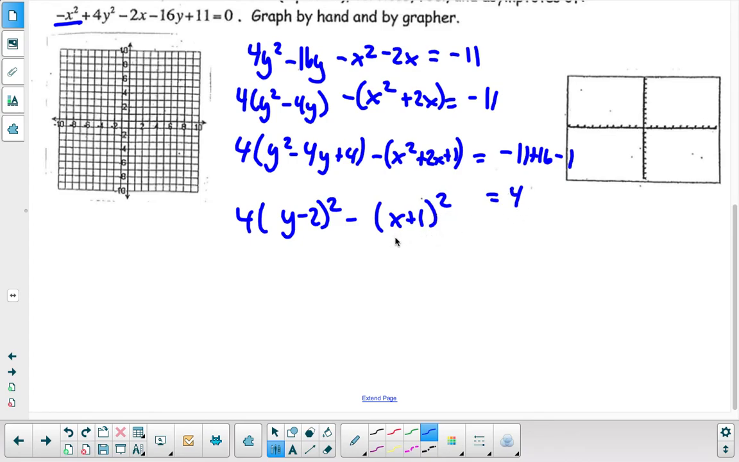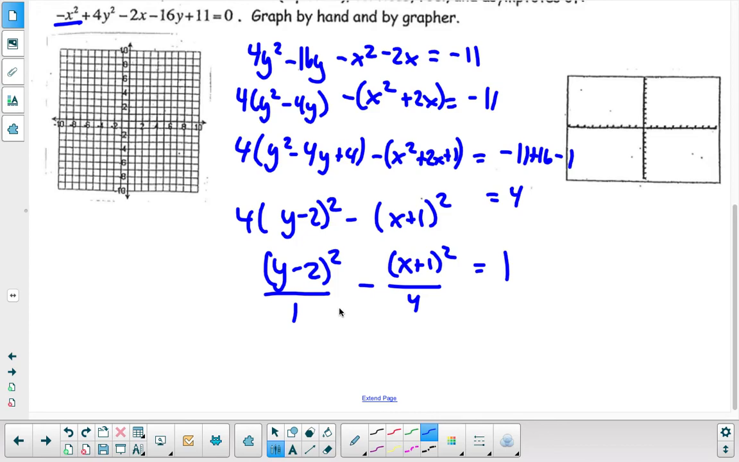To be able to put it into graphing form, or our vertex, the HK form that we've been using, we need to divide by 4. We want this to equal 1, which we'll put like this. You don't technically have to have that denominator. I put it there because it makes it super obvious what a squared is.